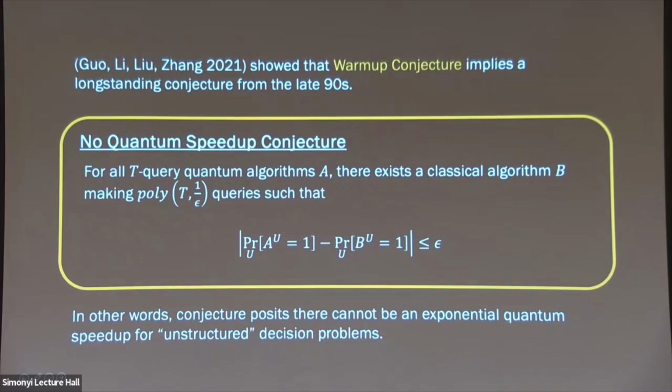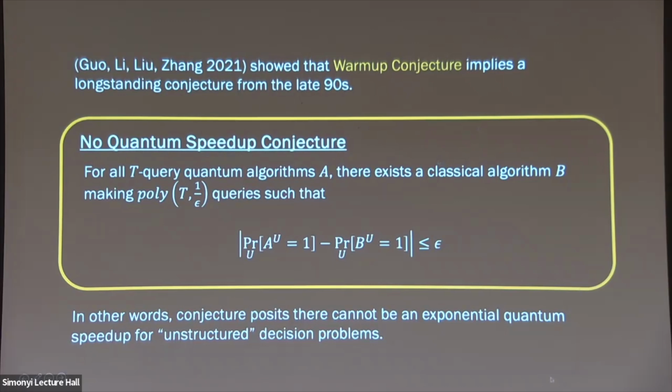Okay, but we're interested in the quantum version of this conjecture, and there things don't seem so simple. So Guo, Li, Liu, and Zhang showed that this warm-up quantum conjecture implies a long-standing conjecture from the late 90s that we still don't know the answer to. I'll just call it the no quantum speedup conjecture. That's just my name.